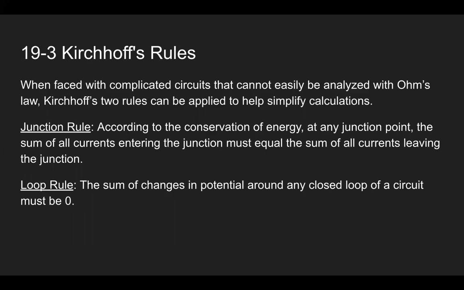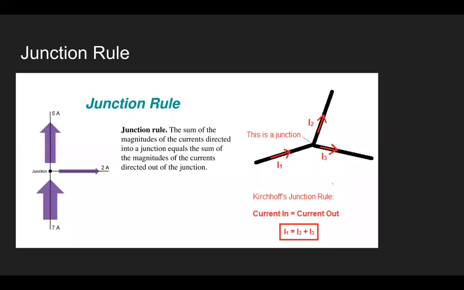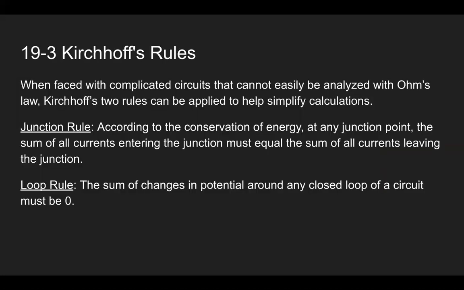Emeka, if you go to the next slide. So this is a junction, where one wire splits into 2, or 2 combine into 1. As you see on the left, the 7 amps splits into 5 amps and 2 amps. And we know, thanks to conservation, it must equal 7. The one with variables on the right is saying I1, the initial wire, has to be equal to I2 plus I3. If we go back one slide, the loop rule says the sum of changes in potential around any closed loop of a circuit must be 0.